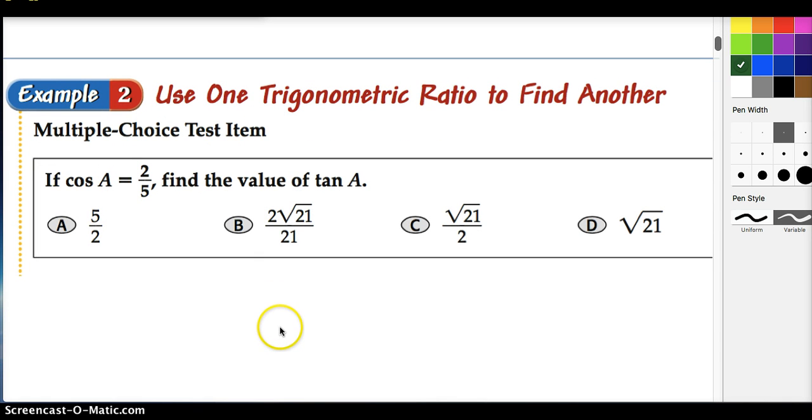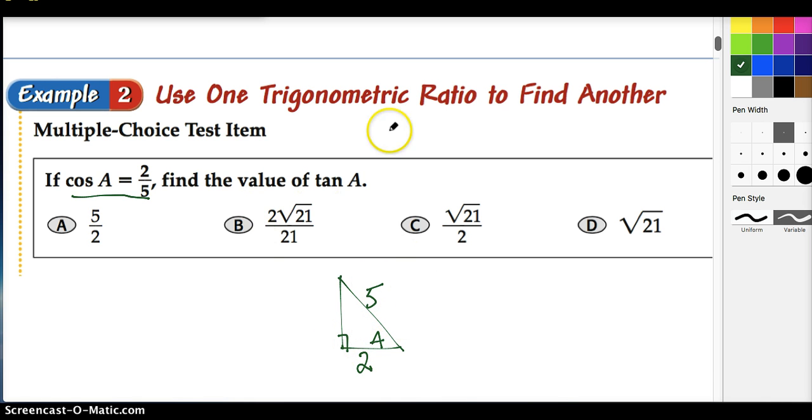In example 2, we are given that the cosine value of an angle is 2 over 5. Find the value of the tangent of A. Well, I'm going to draw a quick diagram, and let this be angle A. If the cosine value is 2 over 5, I know that cosine is adjacent over hypotenuse. Are you guys with me? So I have 2 and 5 here.